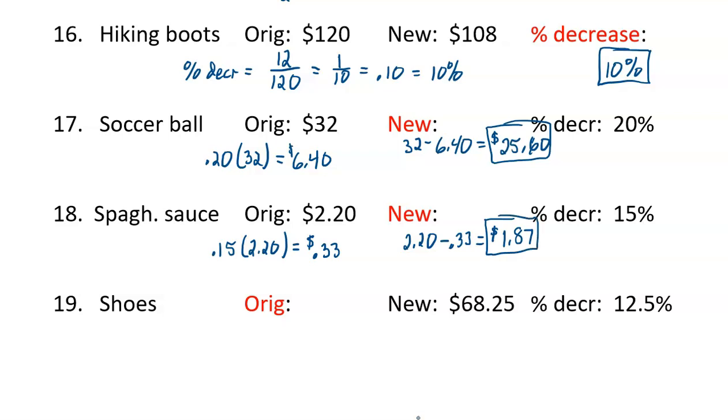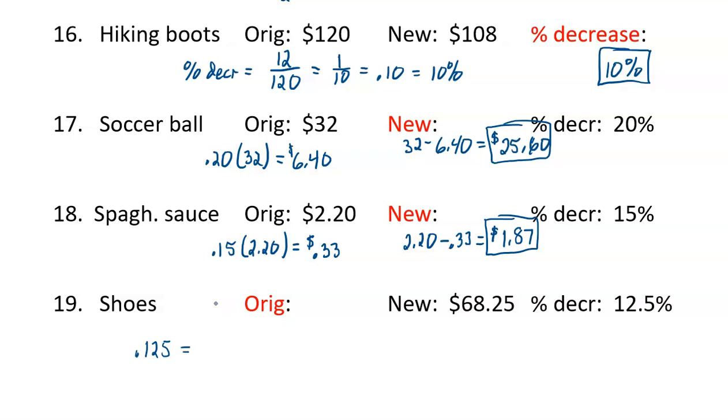Now number 19, some shoes. We don't know the original price of the shoes, but we do know the new price is $68.25 after a 12.5% discount. I'm going to use my formula for percent decrease to get this. The formula was percent decrease is equal to the amount of decrease divided by the original amount. The percent decrease as a decimal is 0.125. That is the decimal version of 12.5%.